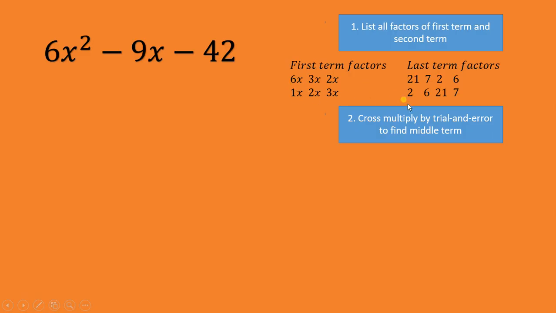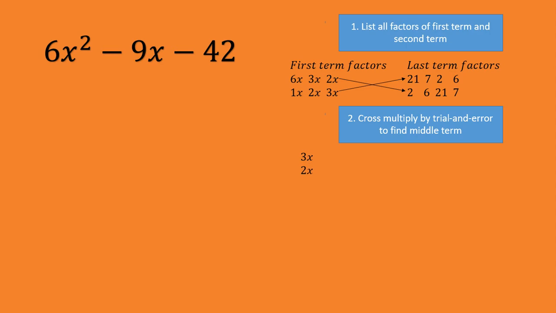6 times 2, 6 times 6, 1 times 21, 1 times 7. We're going to do a whole range of trial and error until we find a pair that will give me the middle term. We have to cross multiply all of them, and this is why we call it the trial and error method. You must try a pair and see if it will give you the middle term. If it doesn't, you have to try another pair until you find that pair which will give you that middle term.